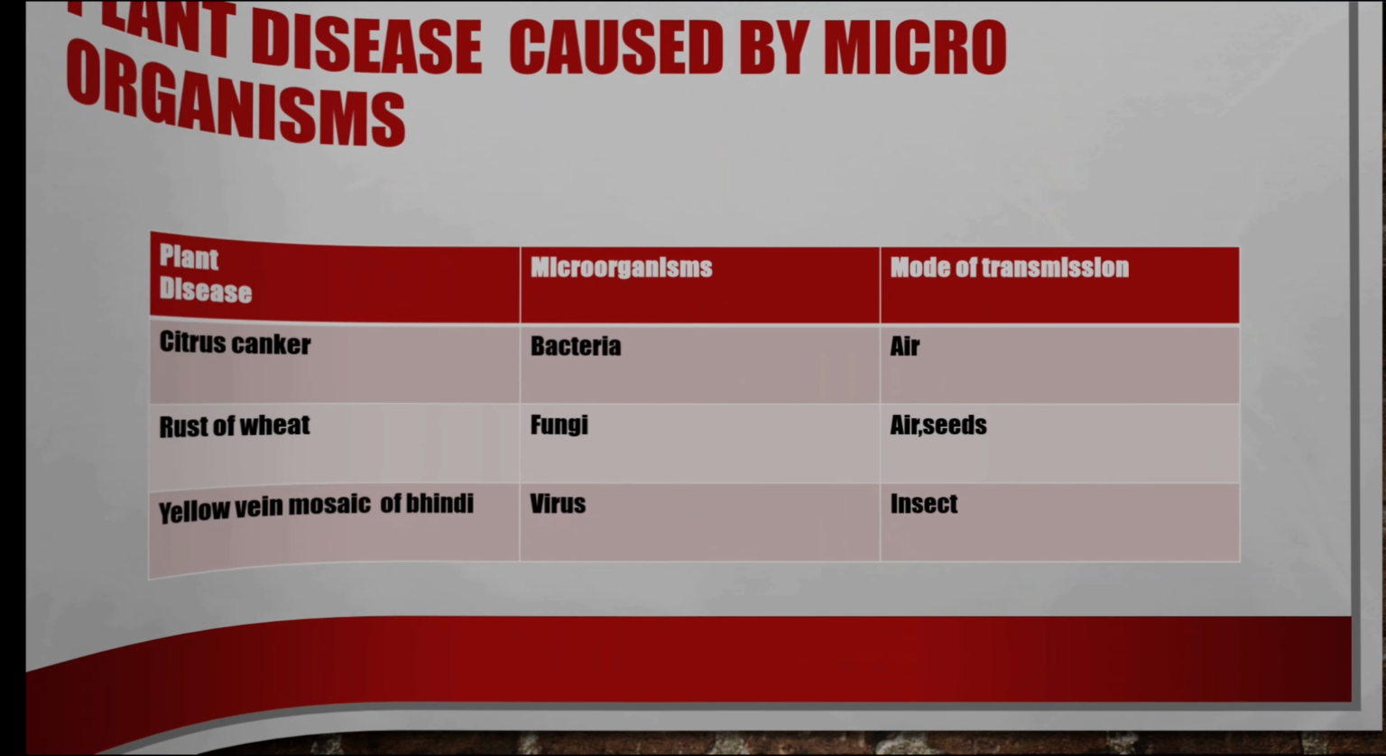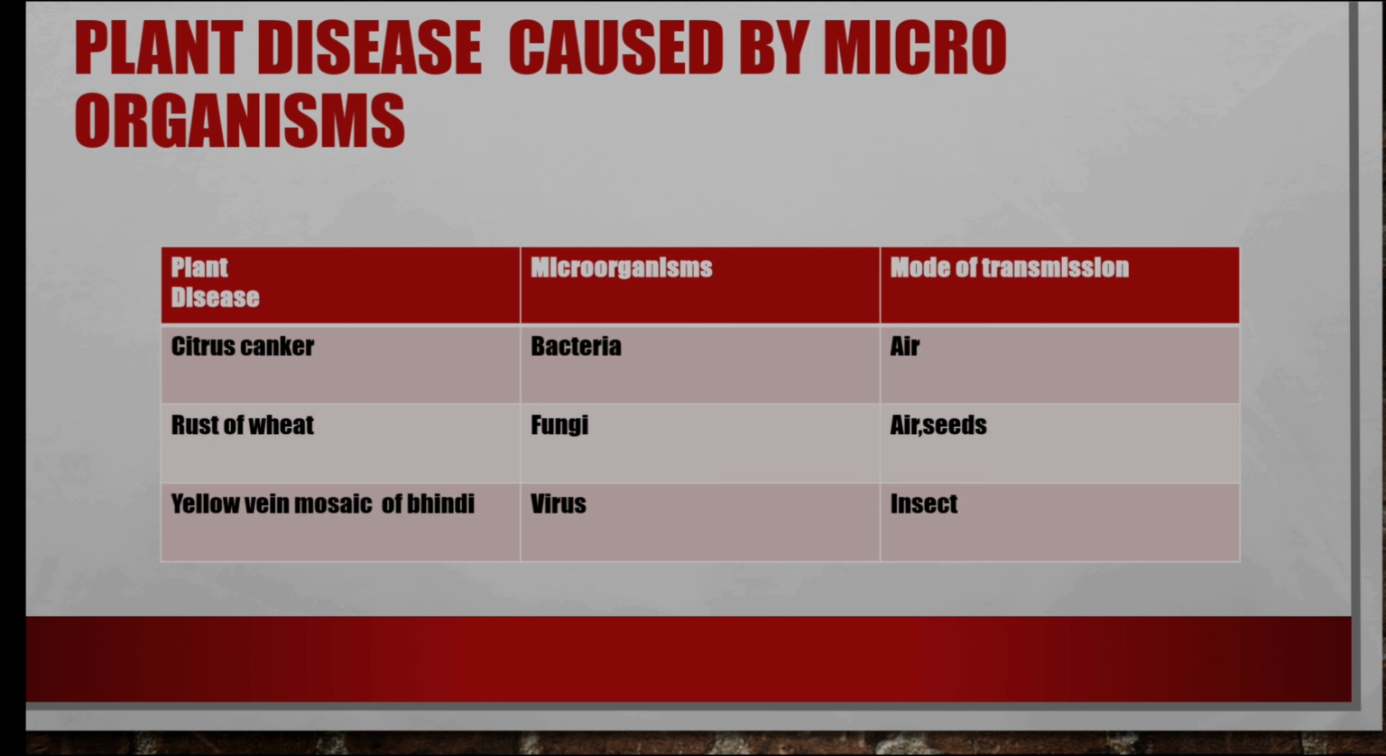Next. In plants also, diseases are caused by microorganisms. See, citrus canker is caused by bacteria. The mode of transmission is air. Rust of wheat in plants is caused by fungi. Its mode of transmission is air as well as seeds. Yellow vein mosaic of bhindi, which means lady's finger, is caused by a virus. The mode of transmission here is insects. Next.